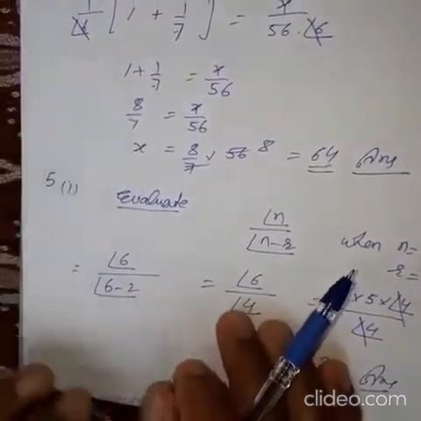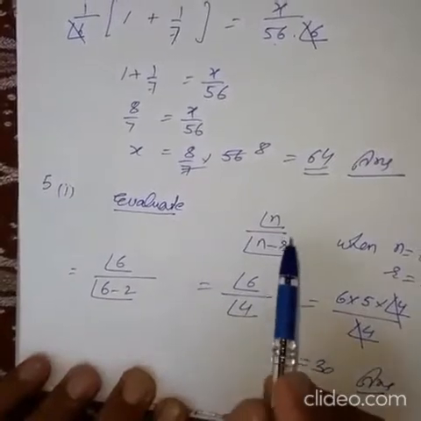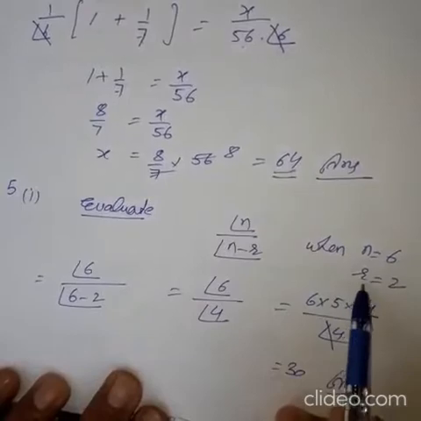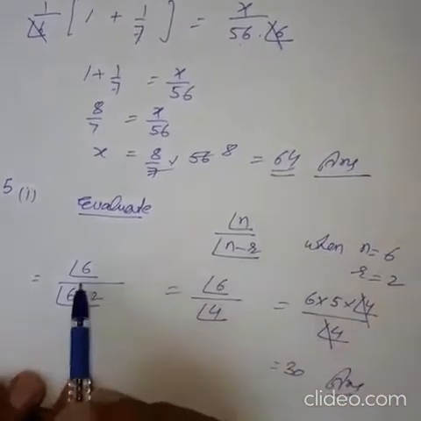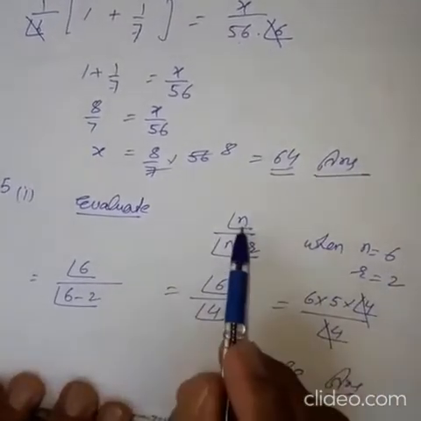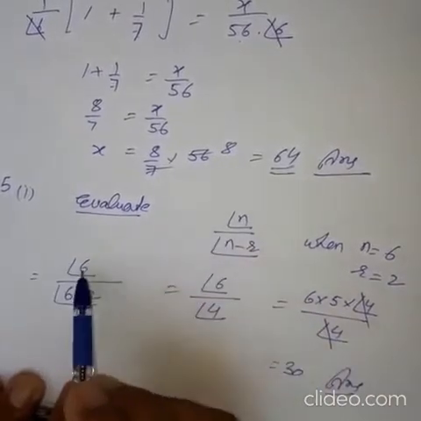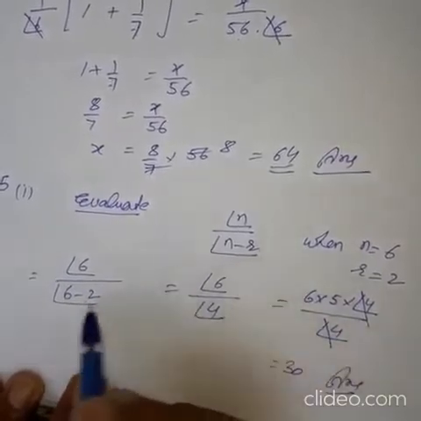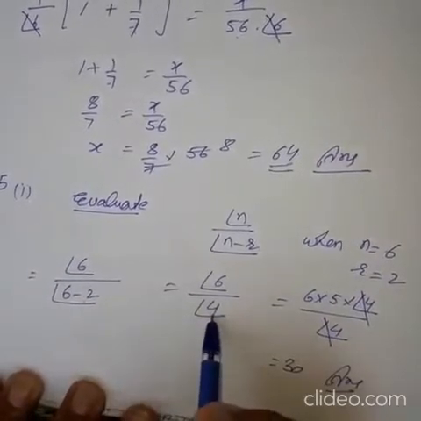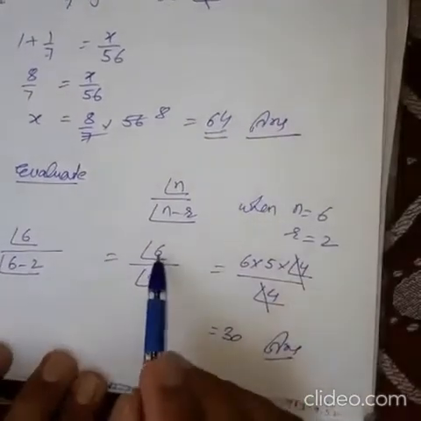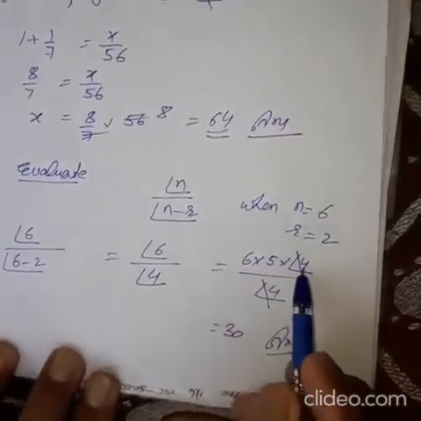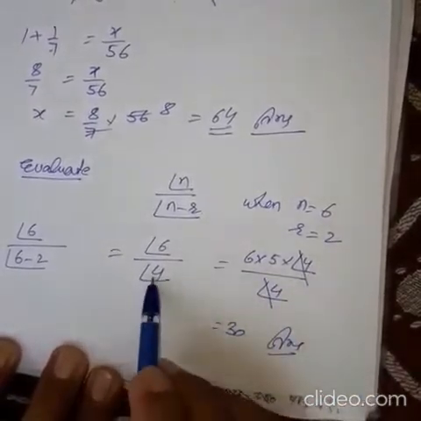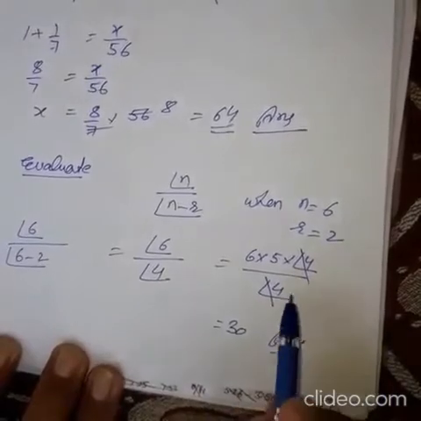Question number 5th, first part, evaluate n factorial upon n minus r factorial where n is 6 and r is 2. Now you put n 6 and r 2. So if you substitute n by 6, so 6 factorial. Now n 6 and r 2 means 6 minus 2 factorial. After simplification, denominator it is 4 factorial. And now write down 6 factorial. You can write complete solution, 6 into 5 into 4 into 3 into 2 into 1, divided by 4 factorial, 4 into 3 into 2 into 1, and you can cancel the terms.